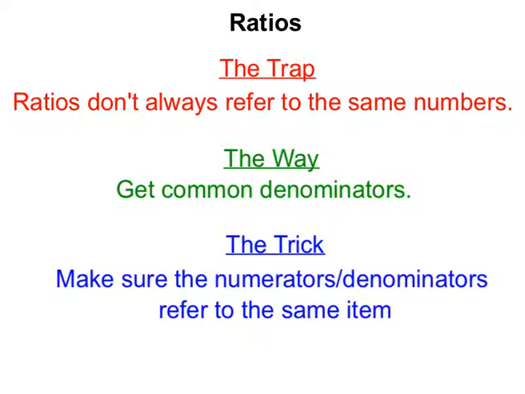So here's the trap. Ratios don't always refer to the same numbers. Best way to do this is get a common denominator and make sure everything lines up. And you'll see what I mean here in a second. The trick here is to make sure that the numerator and denominator kind of refer to the same item.